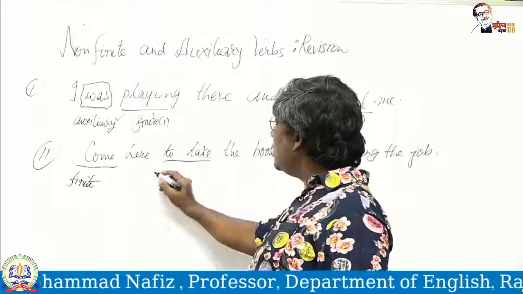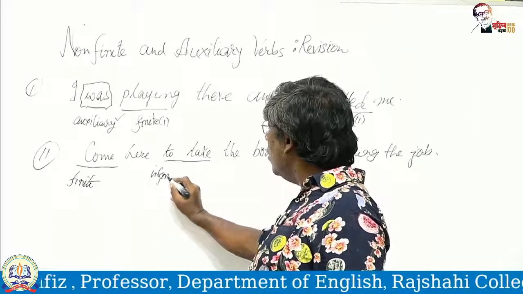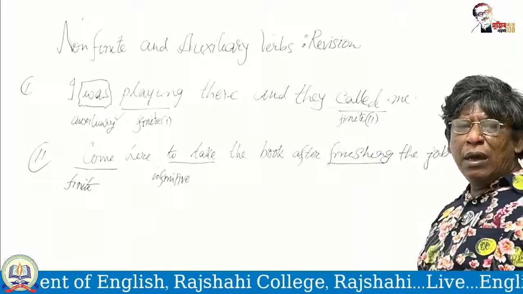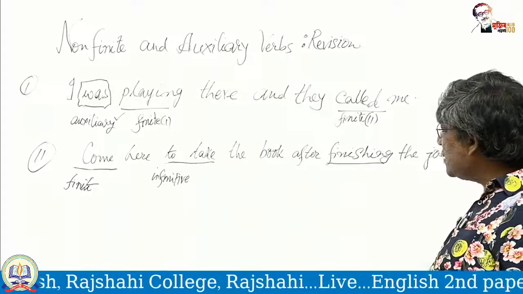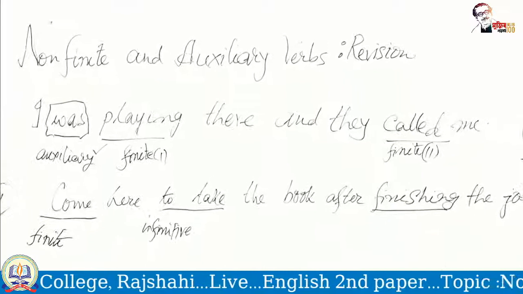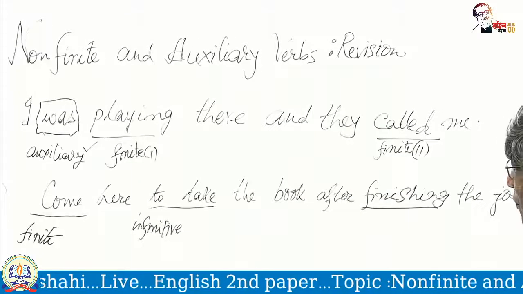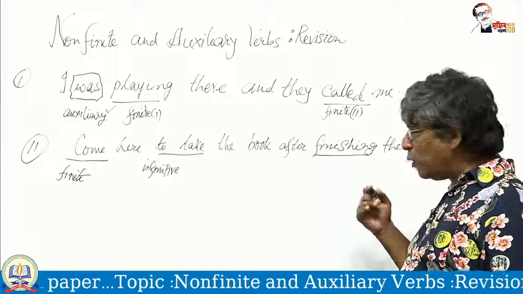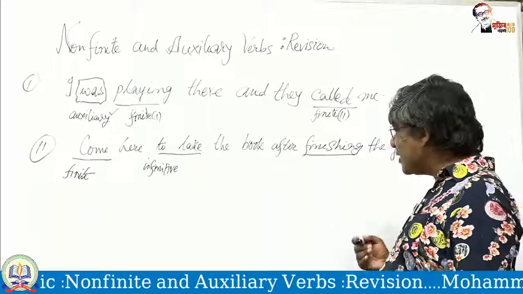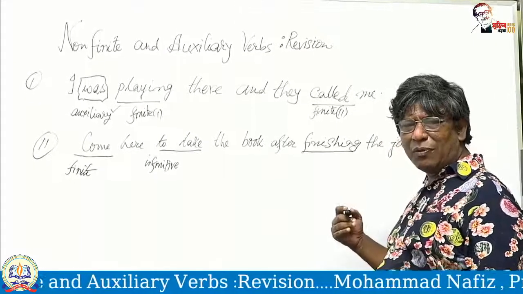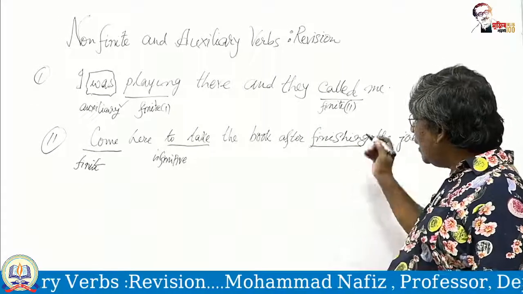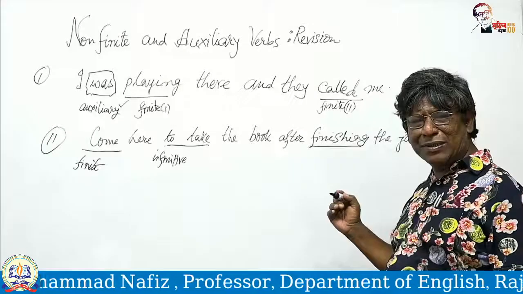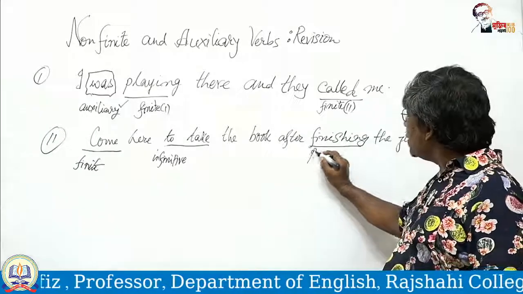To take is popularly known as an infinitive. And after finishing, you see, ing is added to the base form of the verb finish, but it does not have any auxiliary verb before finishing. Therefore, we cannot determine any tense form of the verb finishing in this sentence. In other words, finishing is a verb without any particular tense form, and popularly such verbs with an ing at the end but without any auxiliary verbs are called present participles.